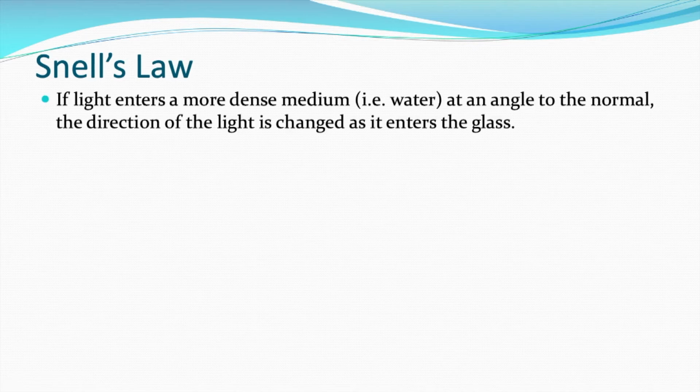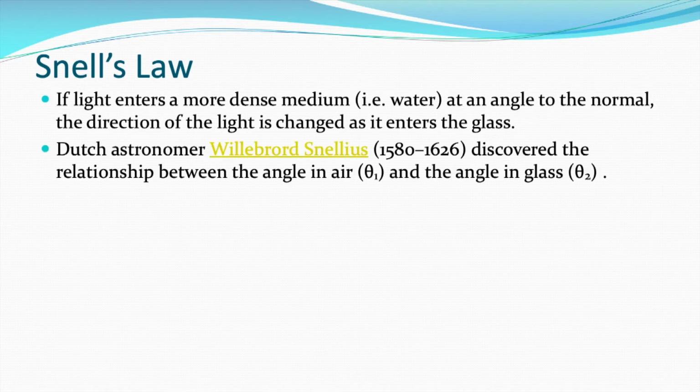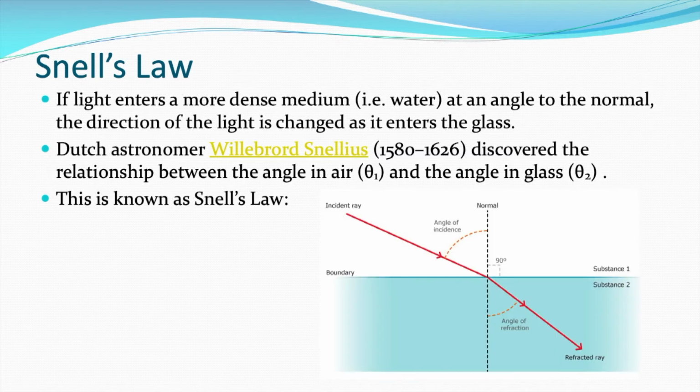Okay, Snell's law. You should remember from National 5 that if light enters a more dense substance, for example water or glass, at an angle to the normal, then the direction of the light changes when it enters the glass. Now, a Dutch astronomer called Willebrord Snellius in the early 1600s discovered the relationship between the angle in the air and the angle in the glass, and it's known as Snell's law.